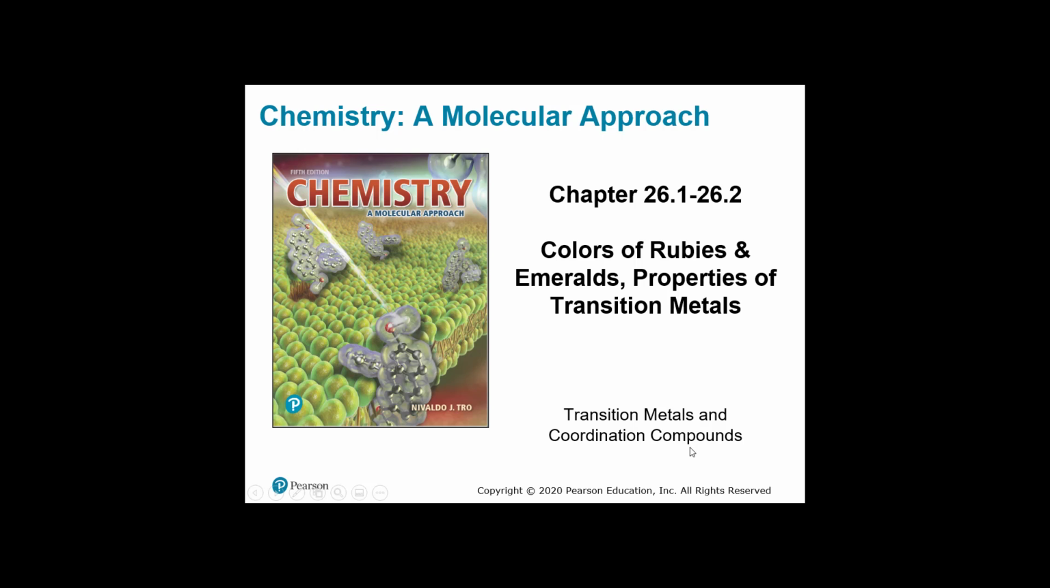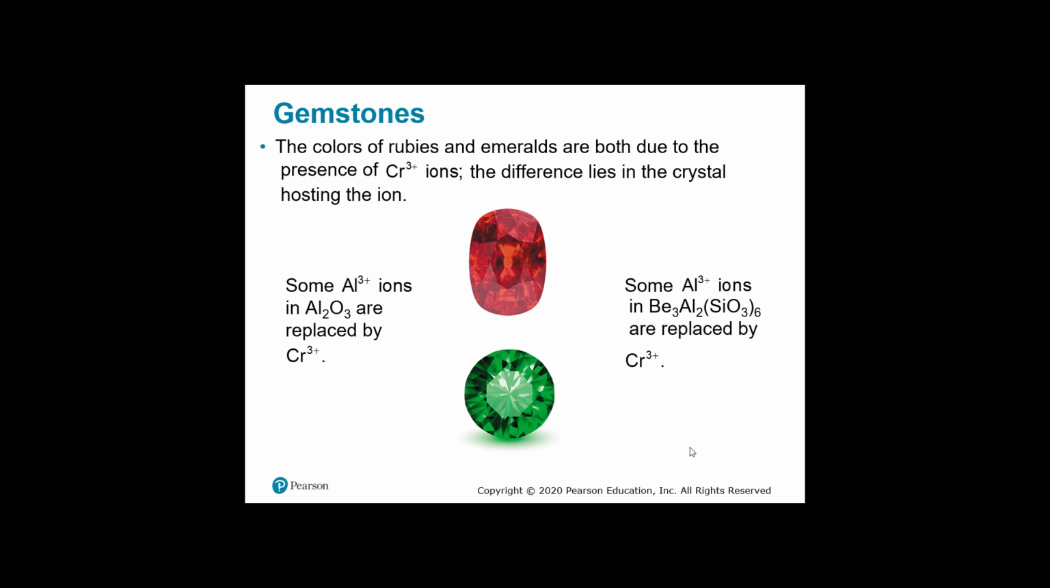Class, we are now starting chapter 26.1 and 26.2. I'm just going to briefly discuss 26.1. We're going to get more into this. So we look at two jewels here. We have an emerald and we have a ruby. And the colors of what we see with this has to do with the d orbitals.